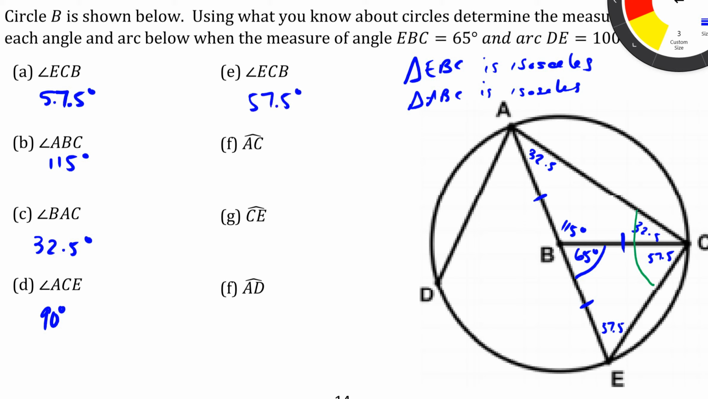Then let's look at arcs. Arc AC is here. Notice it's intercepted by this angle. Since that is a central angle, created by two radii, I know that AC as an arc is 115 degrees. I do the same thing with CE. CE is an arc created here, also a central angle. So I see that this is 65 degrees.